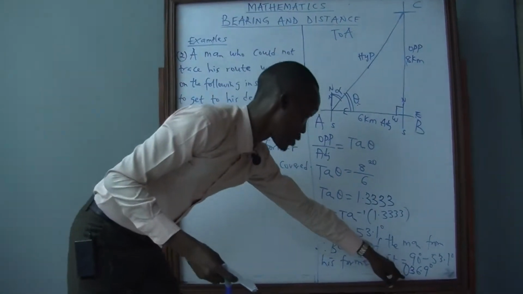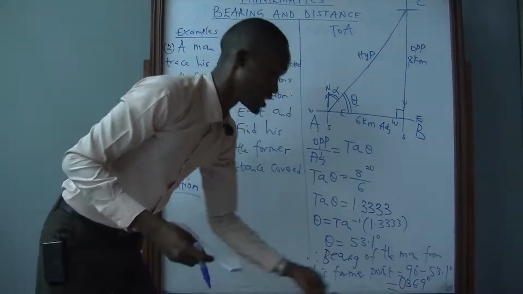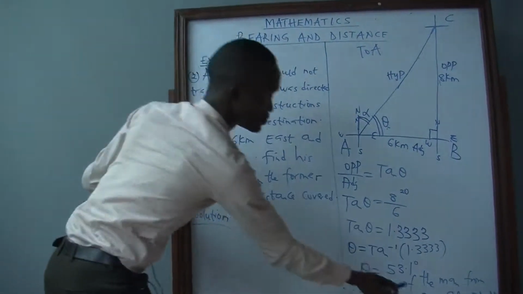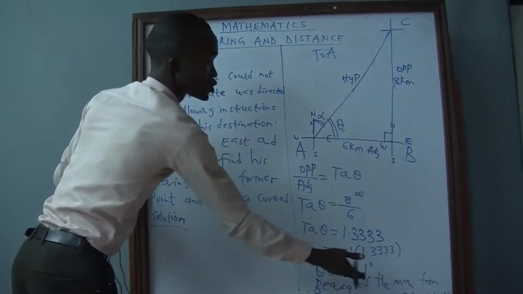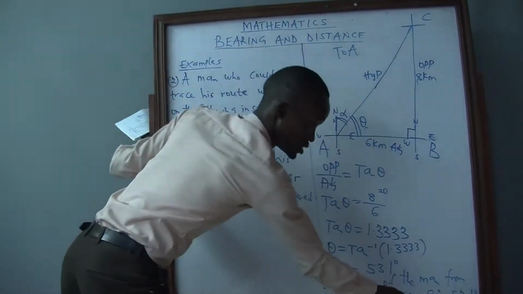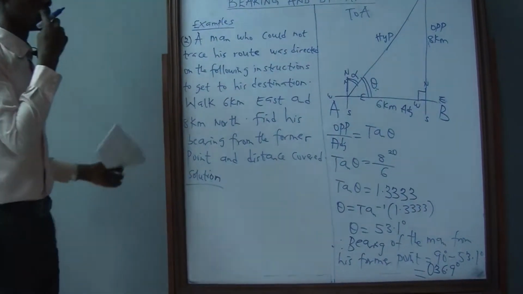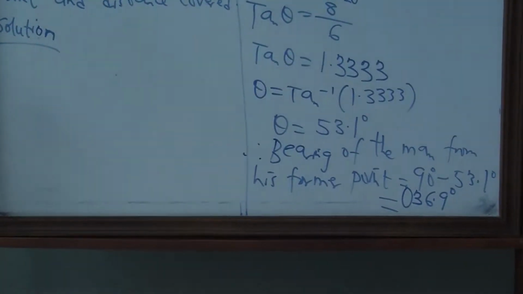Or we can ignore the 0, but we need to put that 0 to show us that the form of that bearing is surveyor's bearing. That's the essence of the 0 that we have in front of the answer that we have there for the bearing.